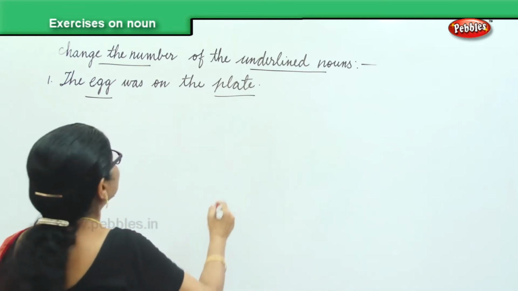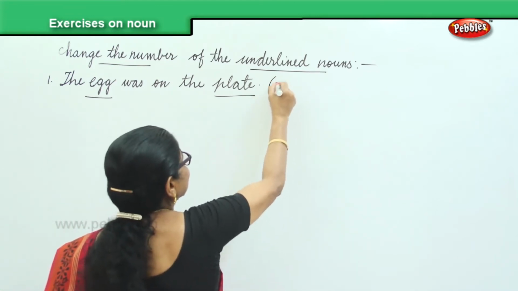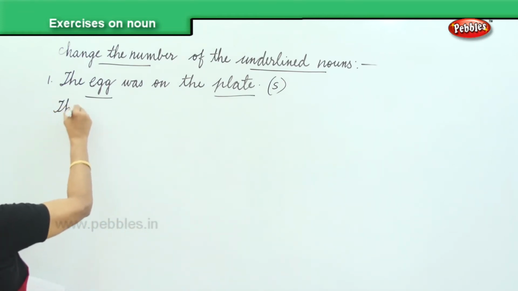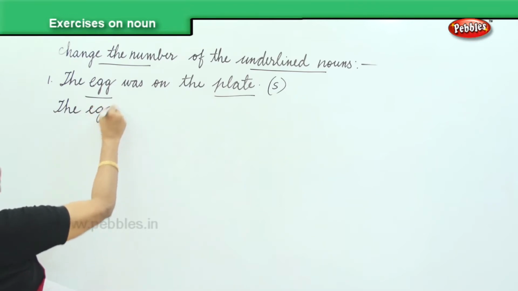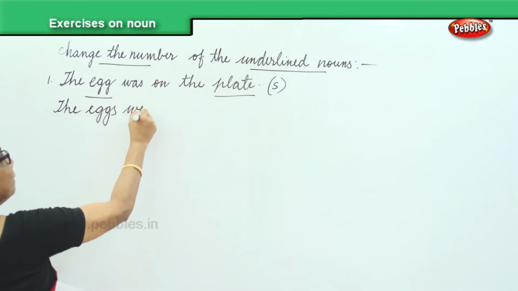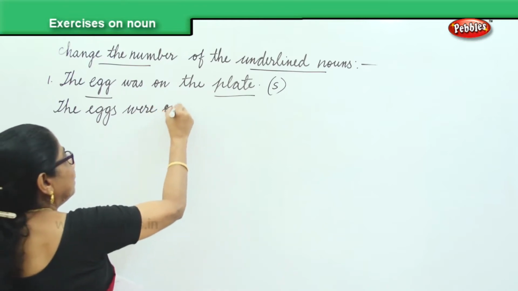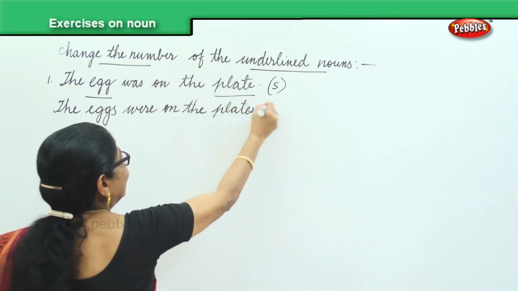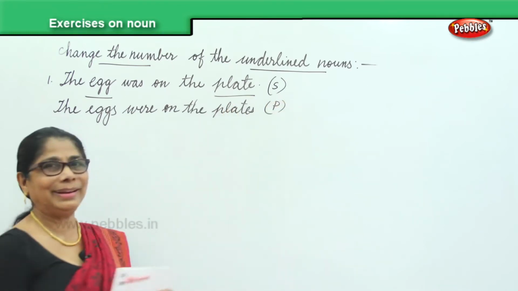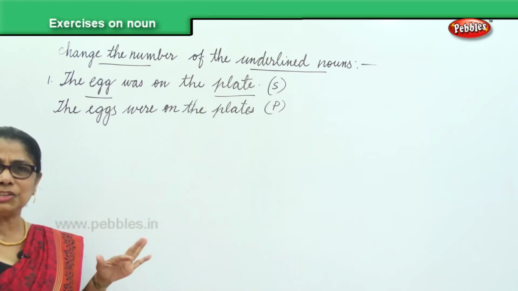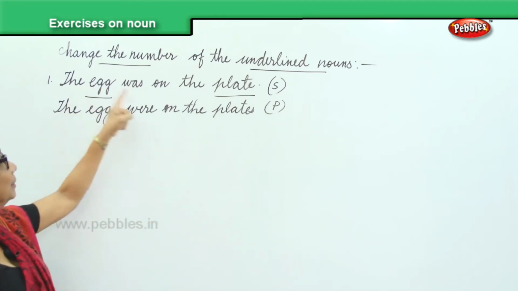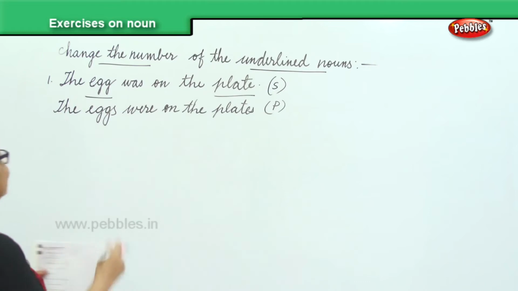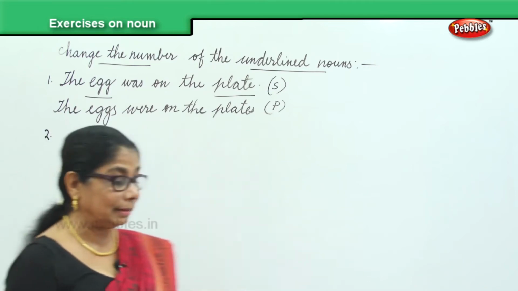Okay, so this is singular. Now we're going to change it to plural. So how will you write it? The eggs, we change was to were, on the plates. We have made it into plural. The singular nouns, we changed into plural nouns. One egg was on the plate, when you say many eggs, were. Okay, next. Next, I have here another sentence.